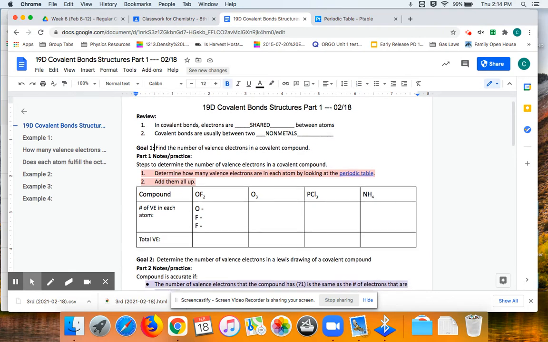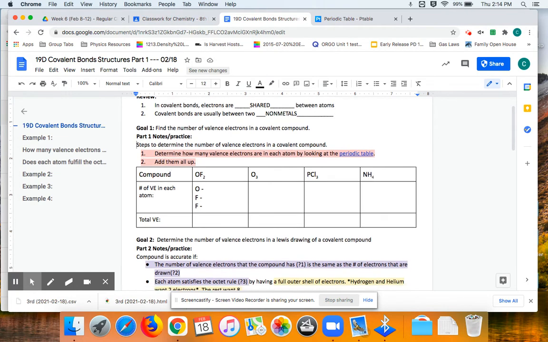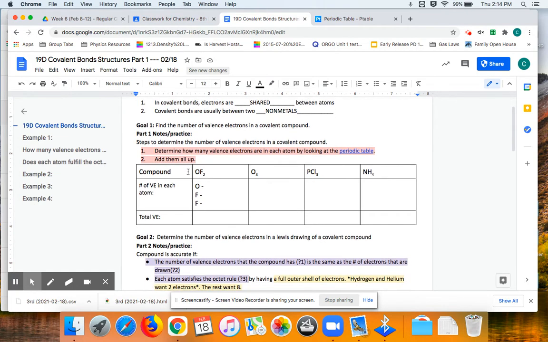Next, goal number 1: find the number of valence electrons in a covalent compound. So our steps to determine the number of valence electrons in a covalent compound are: 1, determine how many valence electrons are in each atom by looking at the periodic table, and 2, add them all up. The first example here is OF2. Up top, we have a list of all covalent compounds. There are 4 covalent compounds here. The next row is the number of valence electrons in each atom, and the third row is the total valence electrons. So the first one we have is OF2.